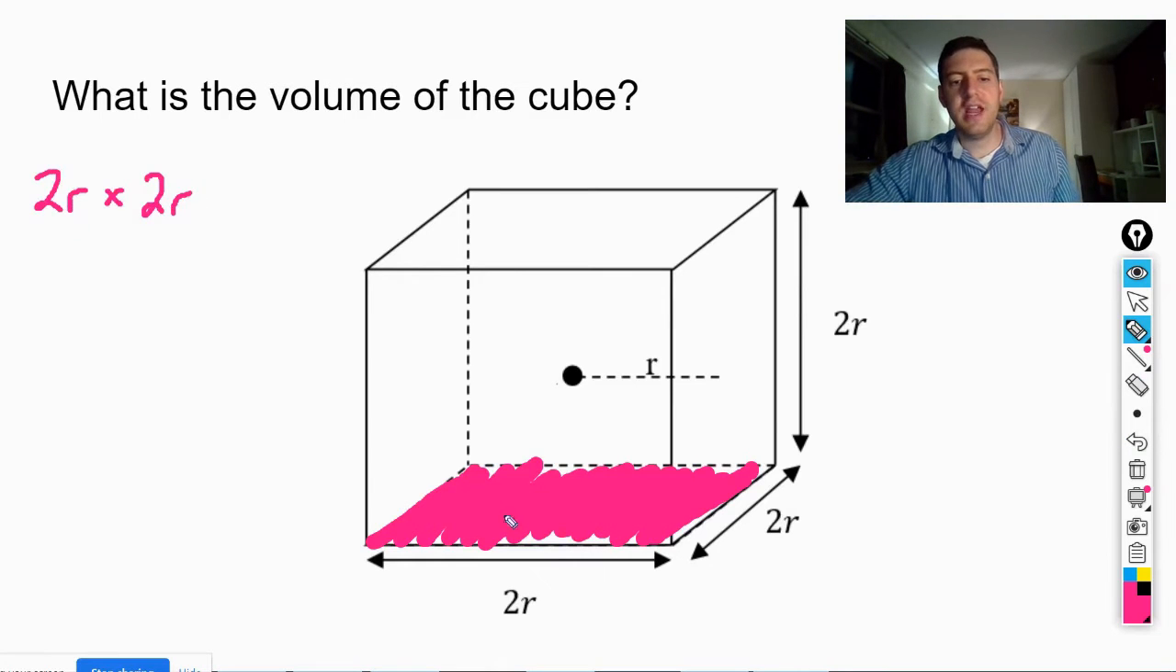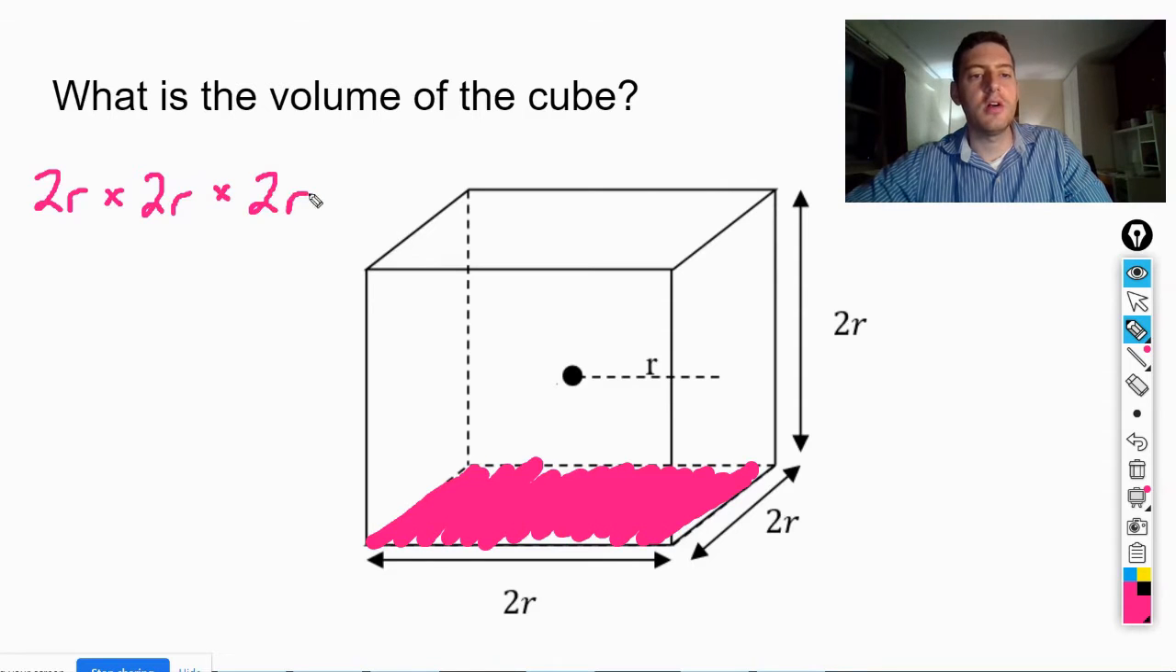So this would give us the area of the base, and then to find the volume of the cube, we would then have to multiply by the height, which is also 2r. So we have 2r times 2r times 2r. Or another way of writing that is 2r to the third power. This is just another way of writing this. Now, what is 2r to the third power?